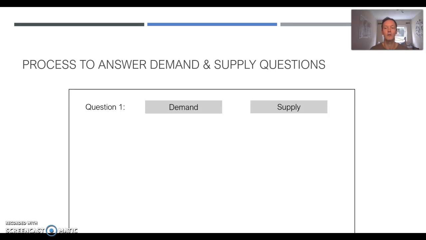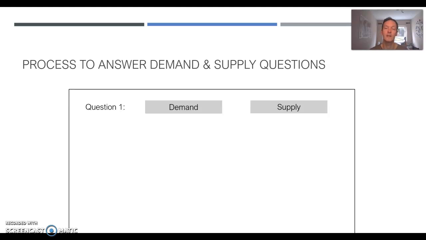Okay, so I want to give you guys a process to follow every time you get a question on demand and supply. This is going to carry forward into next year as well, so it's really important that we understand this process, and I want you guys to write it down in your exercise book so you can refer to it at any time. After I've explained what each of these are, pause the video until you're ready to move on to the total of 4 questions.